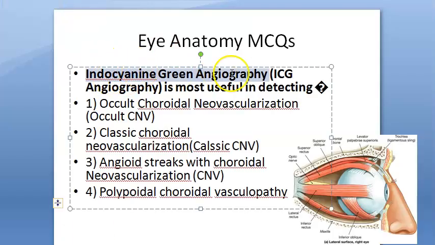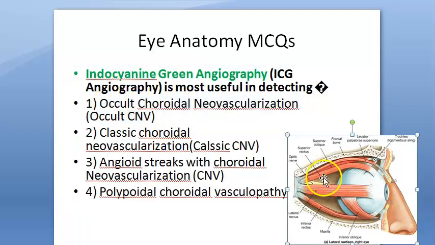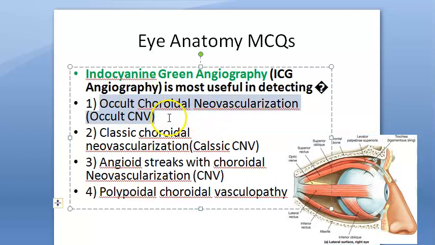Indocyanine green angiography is the most useful in detecting what? The answer they are saying here is occult choroidal neovascularization, okay. So neovascularization means what? New blood vessels, right? And here what is getting the new blood vessels? Choroid is getting the new blood vessels.